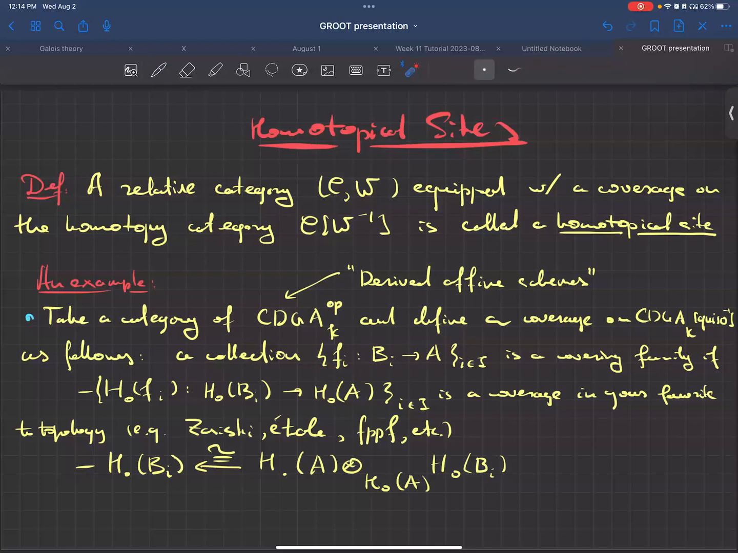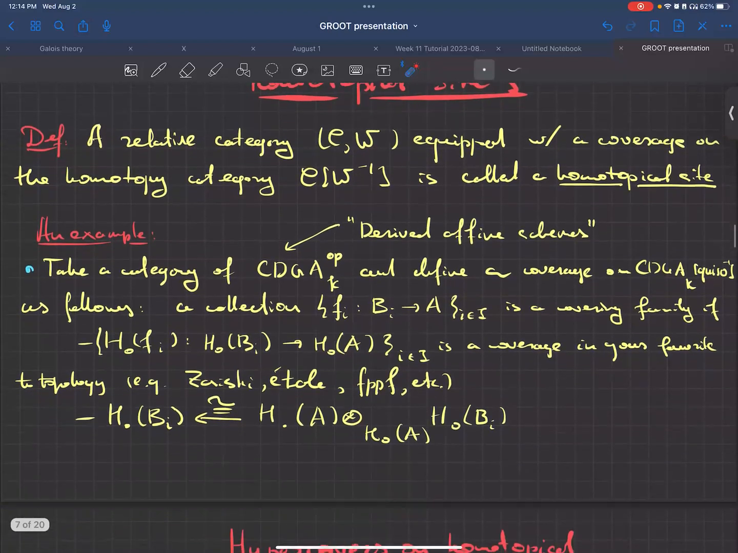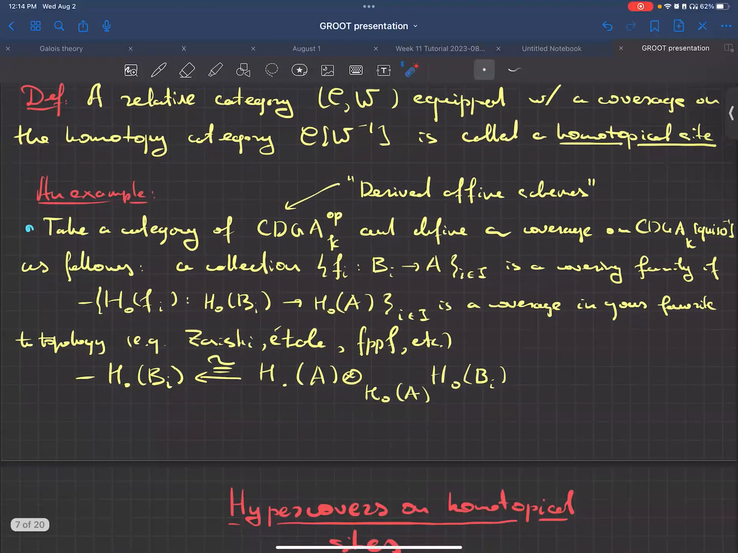morphisms from B_i to A, such that, first of all, if we take the zero homology group, we obtain a coverage in your favorite topology on the category of usual commutative algebras. This could be either Zariski, étale, fppf topology, or whatever you want. And then we additionally require that for higher homology, you have an isomorphism like this. So I guess the higher homological data glues appropriately in this covering family.